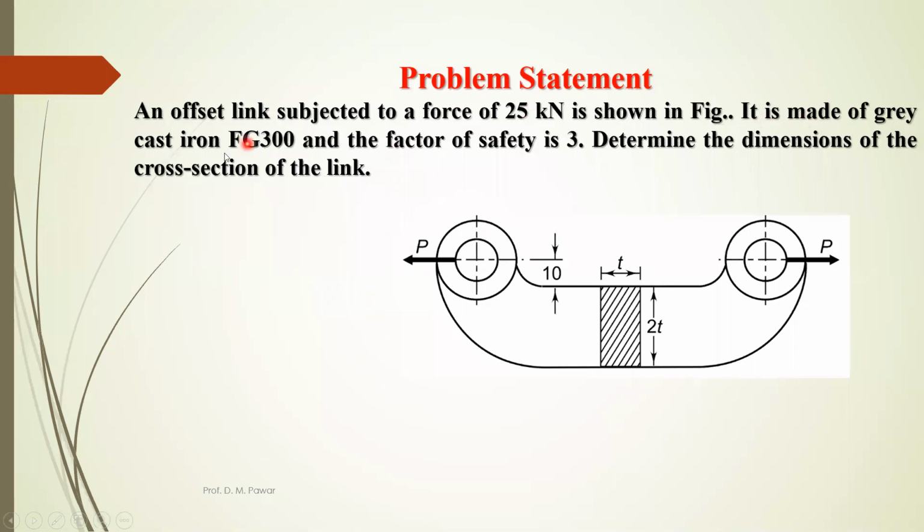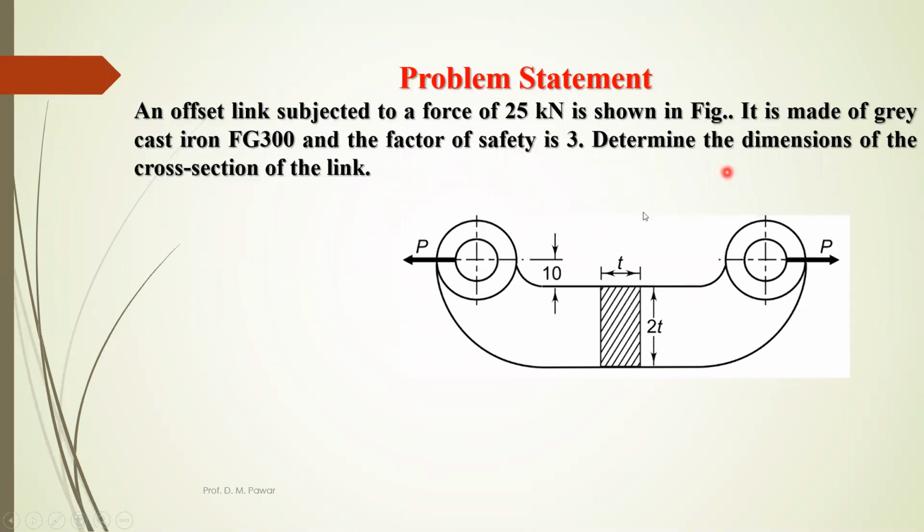It is made of gray cast iron FG300. For gray cast iron, the designation is FG300, where 300 is the SUT value, ultimate tensile strength. As it is a brittle material, there will be an SUT value. The factor of safety is 3. To design this, the factor of safety required is 3.